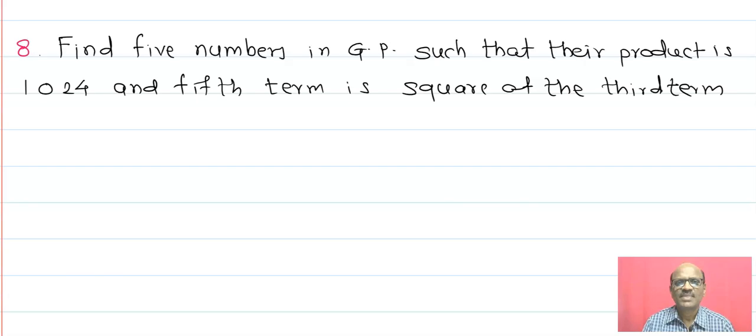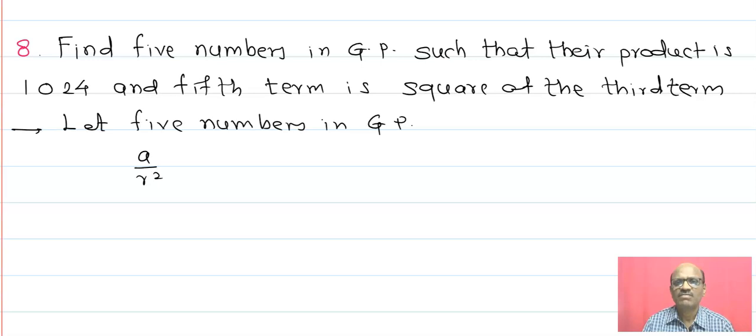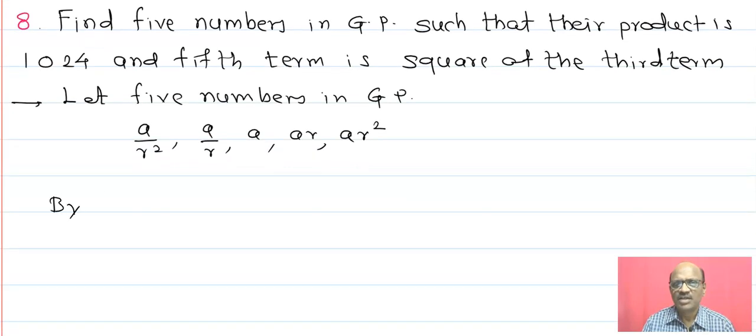Now the next question. Find the 5 numbers in GP such that their product is 1024 and the fifth term is the square of the third term. Now see this. The 5 terms are in GP. They are written in this manner: a upon r square, a upon r, a, ar, ar square.